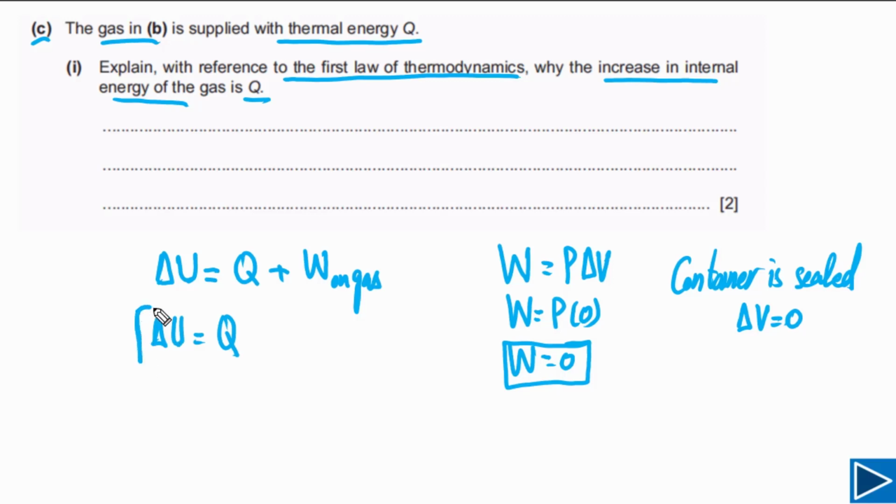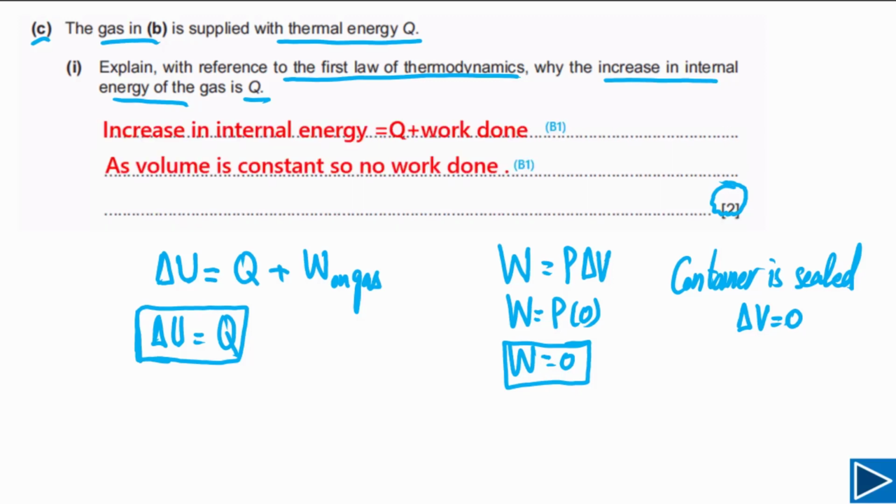So the increase in internal energy is only due to thermal energy, or simply you can say change in internal energy is equal to Q. So 2 points we have to mention for this one. This question has 2 marks. The first mark: we have to say that delta U is equal to Q plus W, work done on gas, and you will get 1 mark. Then the second mark you will get if you have mentioned that container is sealed, so work done is equal to 0. So you will get the second mark. Quite straightforward question. Let me show you the answer.